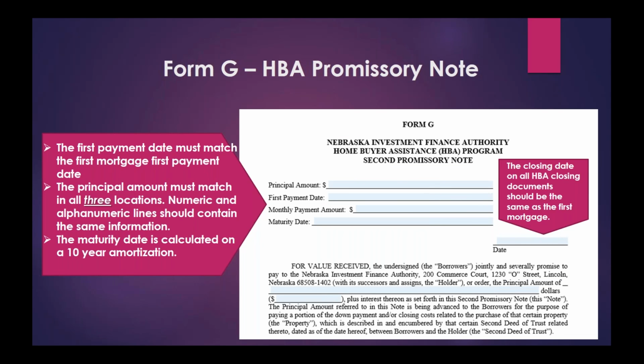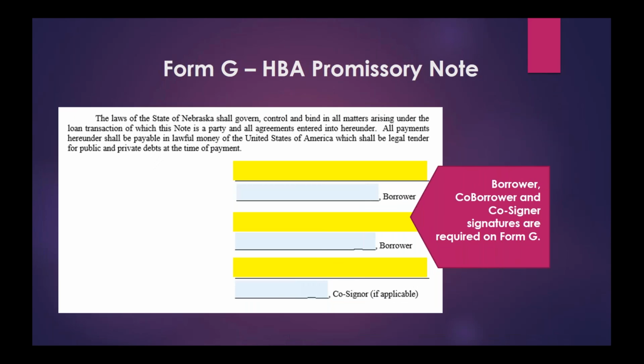Form G is the HUBA promissory note. So this would only be if there's a HUBA second. The first payment date must match the first mortgage first payment date exactly. The principal loan amount must match in all 3 locations, and the numeric and alphanumeric lines should also both be complete and matching. And the maturity date is calculated on a 10-year amortization. And this will be signed by the borrower and then the cosigner if there is one.